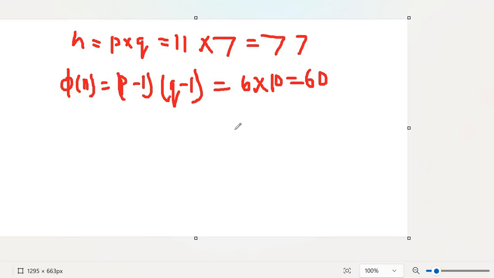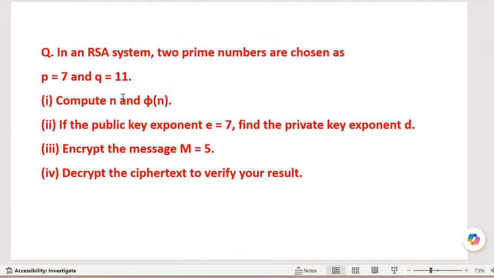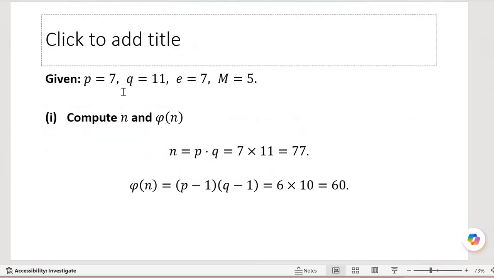So I hope there is no confusion up to this point, that we have to calculate n and phi n. That was the first step for generating keys. Now, the public key exponent e is 7. In some questions they will give you the value of e, in some questions they will give you the value of d. If the value of e has been given, then you have to find d first. Okay, so let me go step by step.